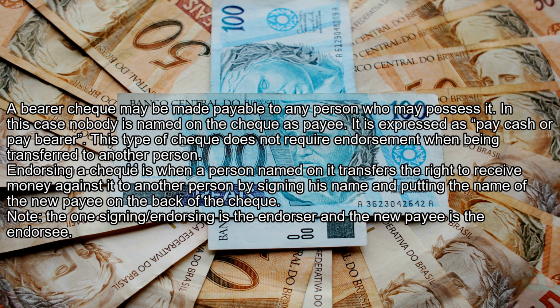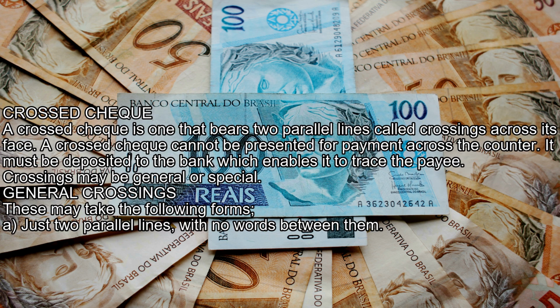Endorsing a check is when a person named on it transfers the right to receive money against it to another person by signing his name and putting the name of the new payee on the back of the check. Note, the one signing/endorsing is the endorser and the new payee is the endorsee. Cross check. A cross check is one that bears two parallel lines called crossings across its face. A cross check cannot be presented for payment across the counter. It must be deposited to the bank, which enables it to trace the payee.